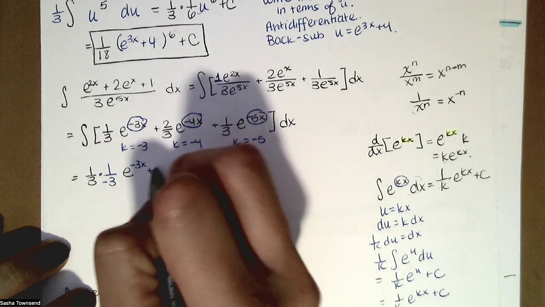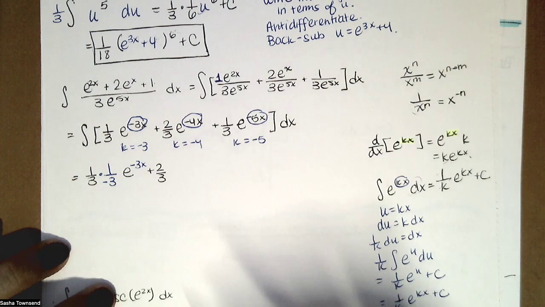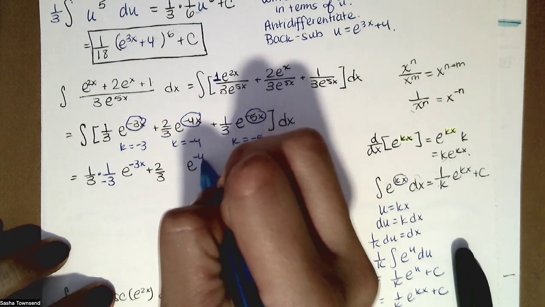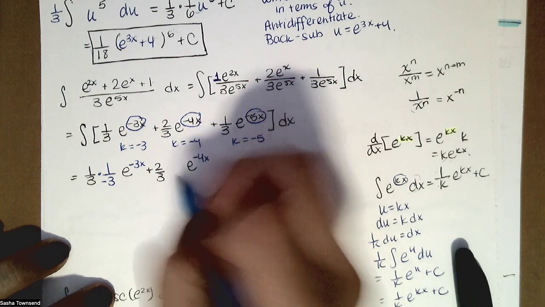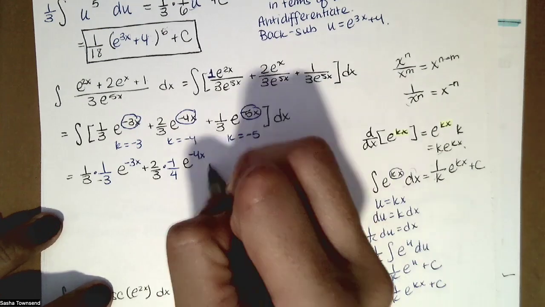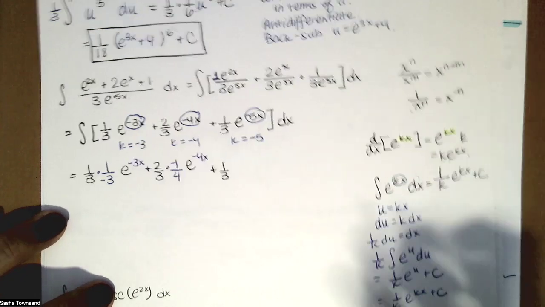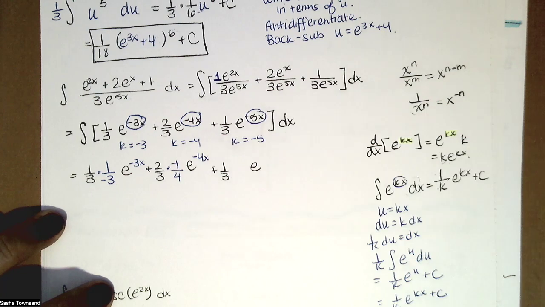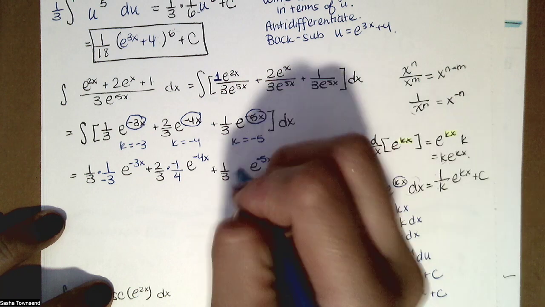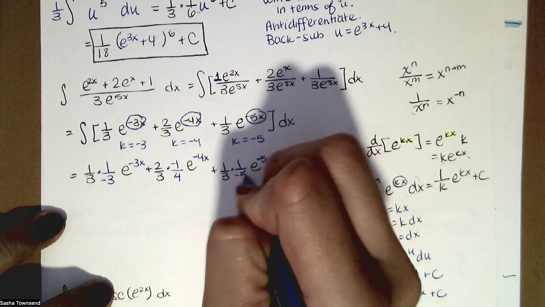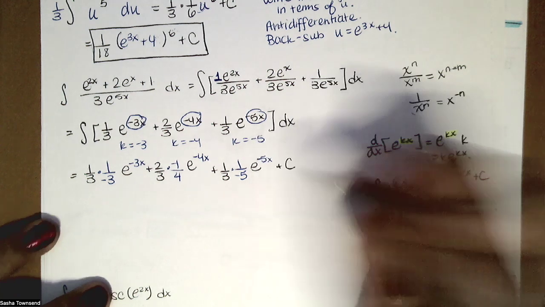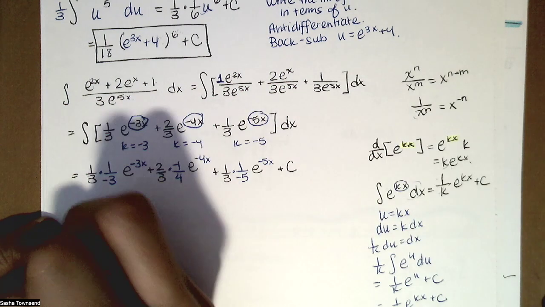And then here we've got a 2/3, and the antiderivative of e to the kx is e to the kx. And then we'll divide by k. So we can divide by -4 or multiply by -1/4, same thing. Then we'll add 1/3 times e to the kx. Antiderivative of e to the kx is e to the kx. And we divide by -5, which is the same as multiplying by -1/5. Don't forget your plus c. That's our final answer. It's just not simplified.